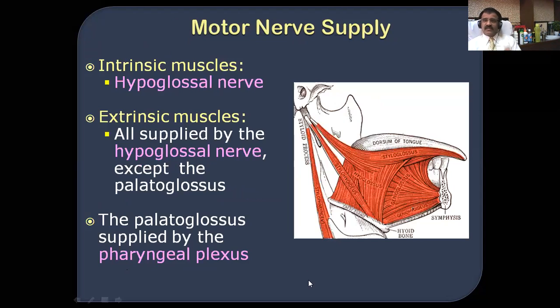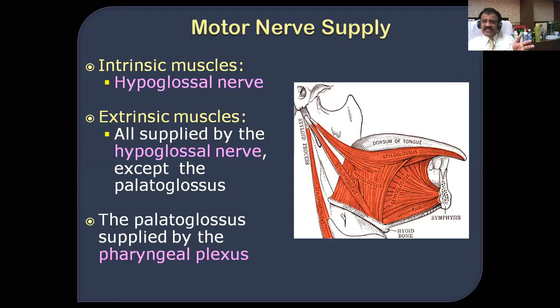Now we'll go to the motor nerve supply of the tongue. Motor supply is required for the movements. I told you there are 8 muscles altogether. All 4 intrinsic muscles are supplied by the hypoglossal nerve. And of the 4 extrinsic muscles, 3 are supplied by the hypoglossal nerve, except one muscle, that is palatoglossus. Palatoglossus is supplied by the pharyngeal plexus, and this pharyngeal plexus is formed by the cranial part of the accessory nerve.